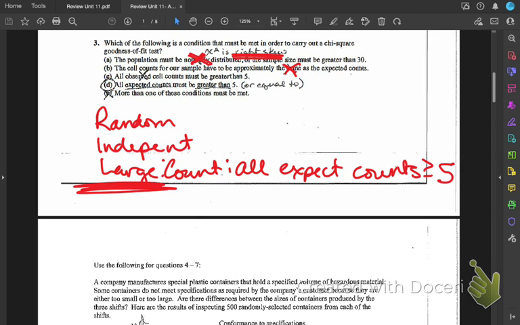The cell counts for our sample have to be approximately the same as the expected counts. They don't have to be. We would love for them to be, but they don't have to be. The observed cell counts must be greater than 5. Nope, nope, nope. It's the expected counts must be greater than or equal to 5. That is a typo I need to fix. Sorry about that. And then E, that's not true. So the answer is D.